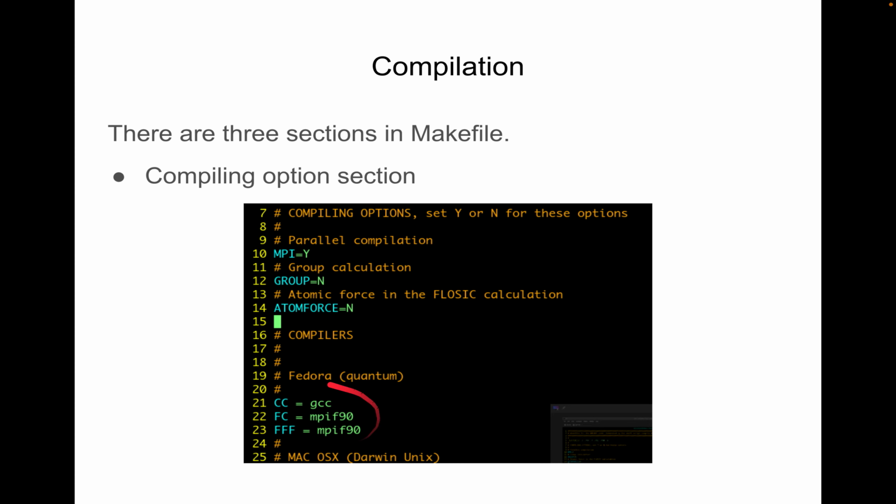And a few lines below, you can find the compiler options. The CC stands for the C compiler, and FC and F90 is where you can specify your choice of the compiler. In this option, the GCC compiler is used for the C compiler, and the MPI F90 compiler is used for the Fortran compiler.